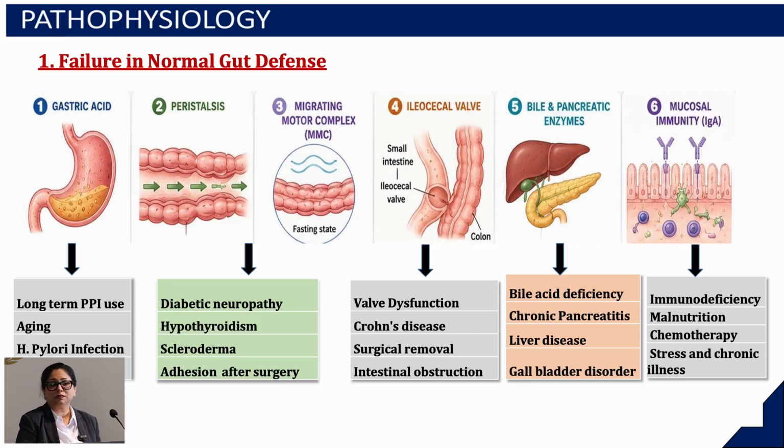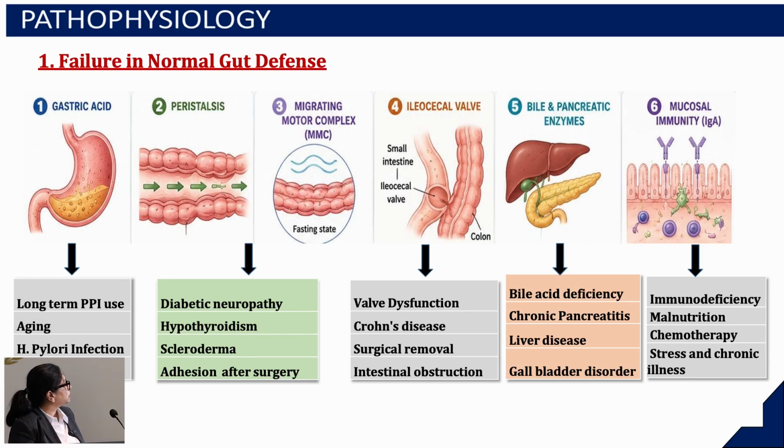Gastric acid. If gastric acid decreases, what happens? The pH increases. This allows the bacteria to survive and move to the small intestine, where they can multiply and overgrow. Risk factors include long-term proton pump inhibitor use, aging, Helicobacter pylori infection, and gastric surgery. In case of long-term proton pump inhibitor use, the proton pump of the parietal cell gets blocked. So the hydrogen ions released to the lumen of the stomach are less, so less hydrochloric acid is formed, and therefore the pH increases, bacteria can survive and move to the small intestine.